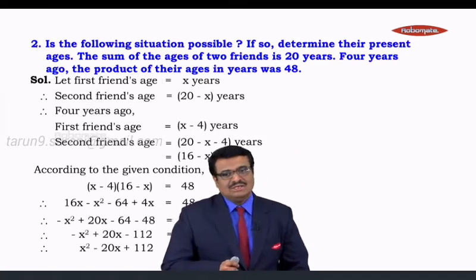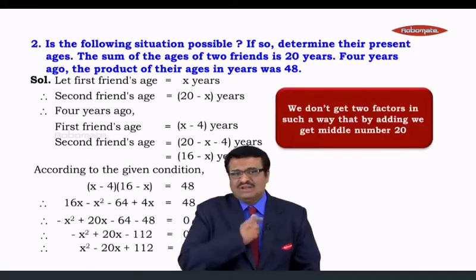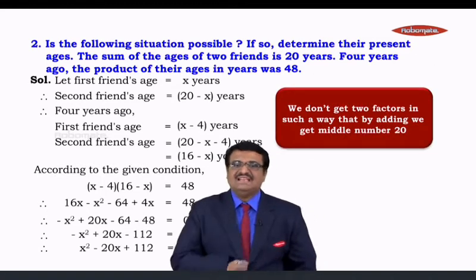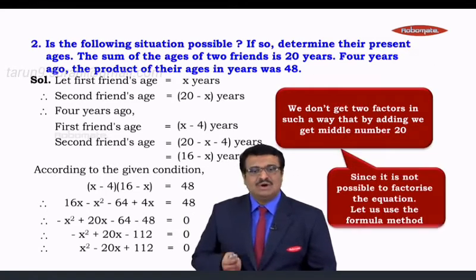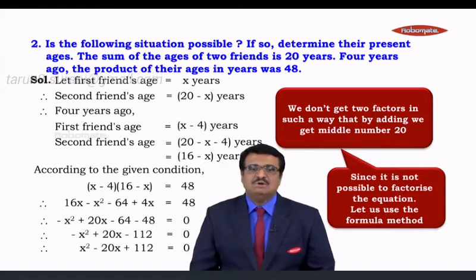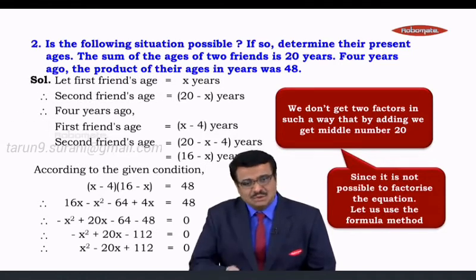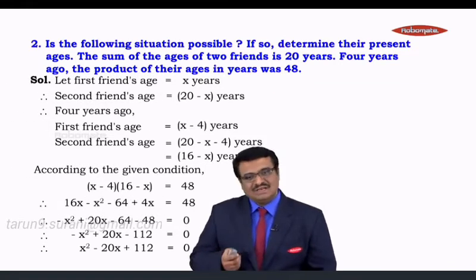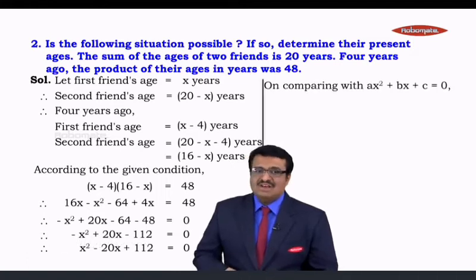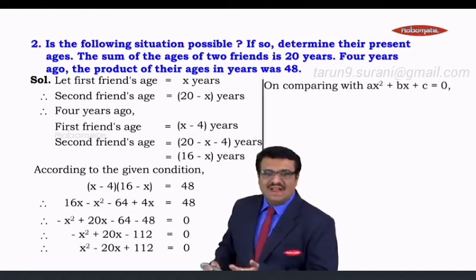So what is the conclusion? We don't get the factors in such a way that by adding the factors we get the middle number 20. So what do we do? Since it is not possible to factorize the equation, let us use formula method. Now what is the formula method? You all know. First, the equation must be in the standard form. It is in the standard form.